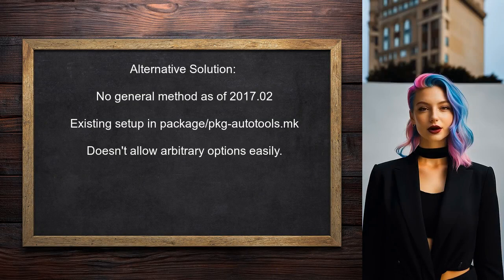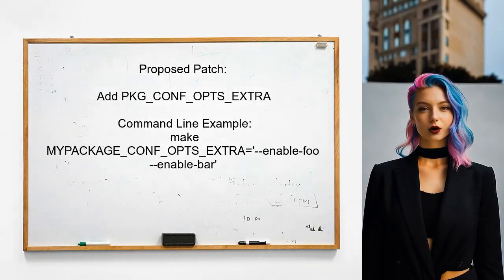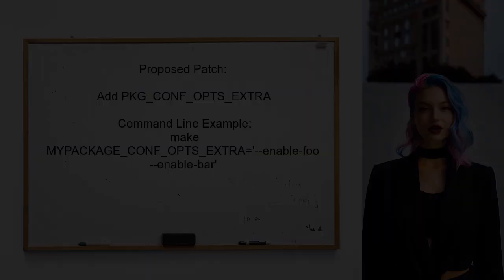This user points out that as of version 2017.02, there isn't a general method to pass extra configure options to Buildroot packages. The existing setup in package/pkg-autotools.mk doesn't allow for arbitrary options to be added easily. They suggest a potential patch by adding a new variable called PKG_CONF_OPTS_EXTRA. This would allow users to pass extra options via the command line, like this: make MY_PACKAGE_CONF_OPTS_EXTRA="--enable-foo --enable-bar".